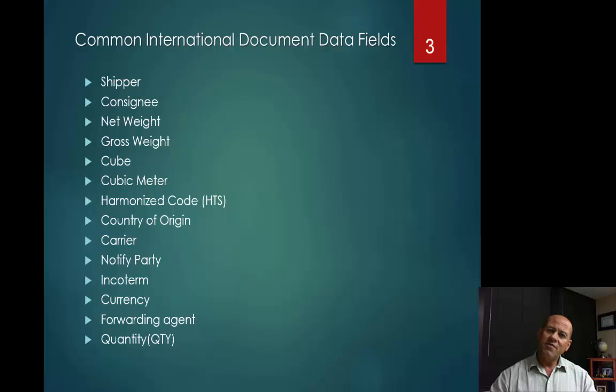I certainly in one video can't go over all documents, but I'm going to try to go over some of the main, more common documents that you'll see in an international trade transaction. Before I do that, though, one of the secrets to getting documentation right is understanding what some of the common definitions of some of the data fields are that exist in most international documents. These data fields are areas such as the shipper.